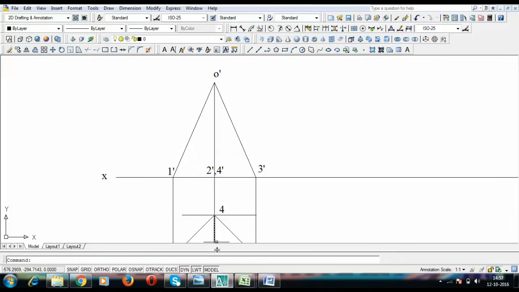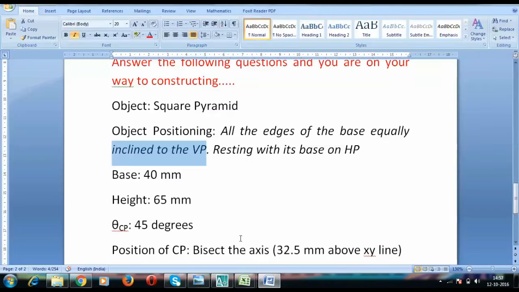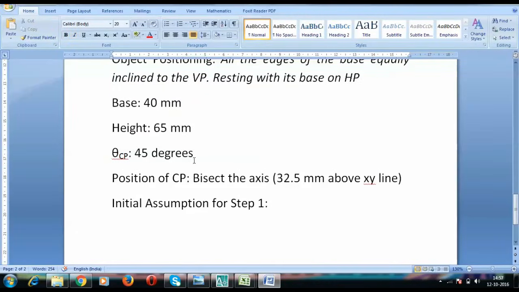I'm going to delete this dimension for a while, and then we're going to locate the cutting plane first. Let us see what has been given to us regarding this cutting plane. It is inclined at an angle of 45 degrees theta. That means this cutting plane is making an angle of 45 degrees with HP, that is horizontal plane, and it is bisecting the axis.